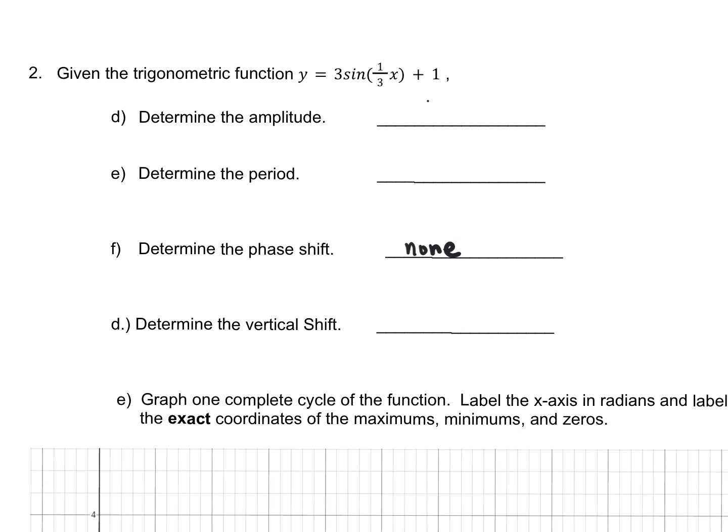So the amplitude is going to be 3, same thing, it's the absolute value of the thing in front. Now the period is going to be 2 pi divided by 1/3, because that's the number in front. So we'll have to keep change flip, so this is 2 pi times 3 over 1, which is 6 pi. And there is a vertical shift in this case, it is 1. We're going to go up 1. No phase shift because nothing is added or subtracted inside the value.